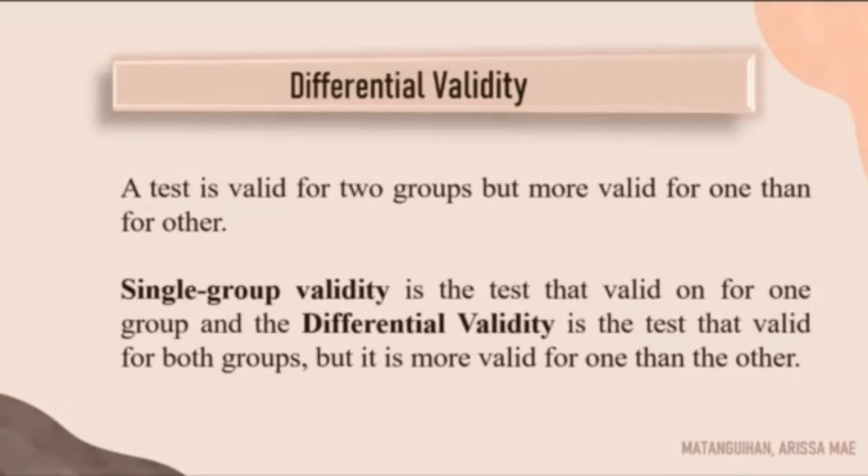Differential validity: a test is valid for two groups but more valid for one than for the other. Single group validity is when the test is valid for only one group, and differential validity is when the test is valid for both groups, but it is more valid for one than the other. Ang single validity ay para lamang sa one valid group daw, tas ang differential validity ay predictive para sa lahat or both groups but more valid in different degree.